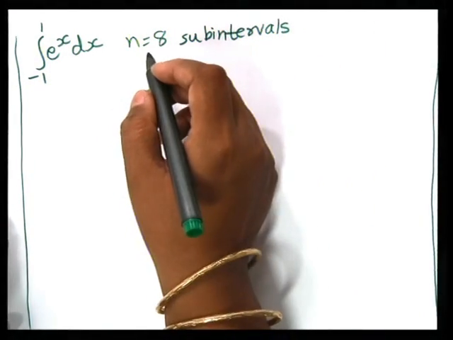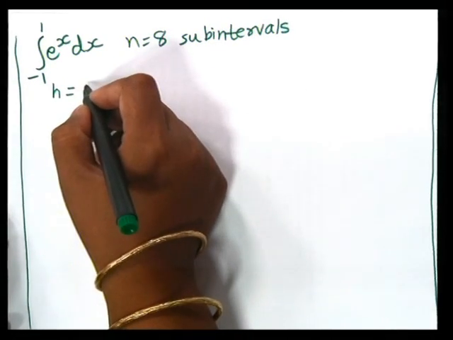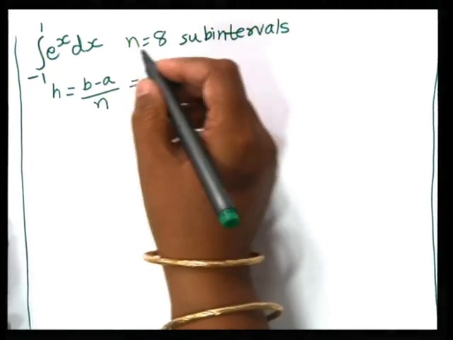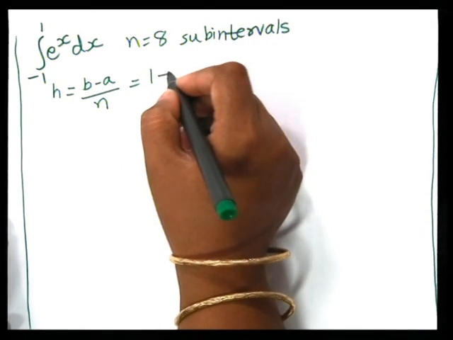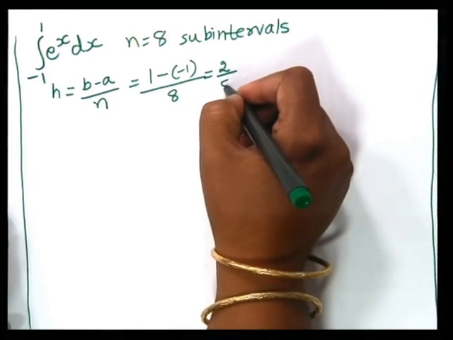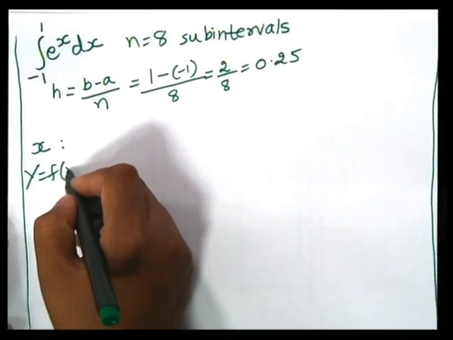Now if I want to divide it into 8 subintervals, let us take what is the step size h. As we have done earlier, it is b minus a divided by n. So b minus a divided by n, that is 1 minus (-1) divided by 8, that is 2 divided by 8. The answer is 0.25. So the value of h which you have to take, that is the step size, is 0.25. Now our aim is to tabulate the values for x and y equal to f of x.